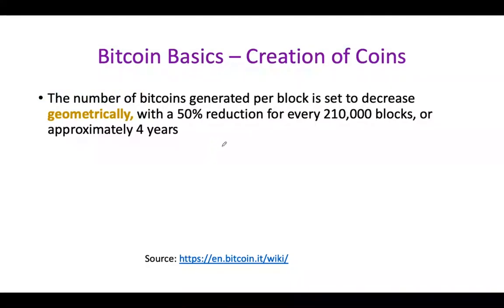The maximum number of bitcoins generated per block decreases dramatically, by 50% every 210,000 blocks, or approximately every 4 years. For more information regarding this, please go through this channel.